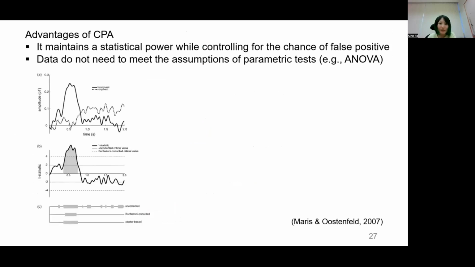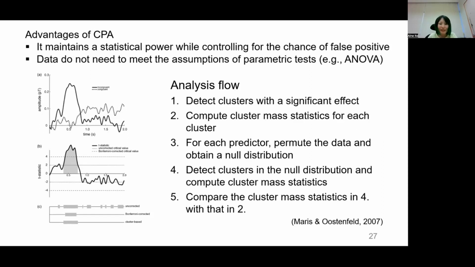So how does that work? This is an example from EEG data. The graph is a bit small, but let's look at the analysis flow and how we apply this analysis. What we first do is detect the clusters with a significant effect. Let's say this is the data, and we want to compare these two lines, which belong to two different conditions. Again, this is from EEG data, so it doesn't look like eye tracking data. But let's say we run multiple t-tests and test in which windows these conditions differ, right?